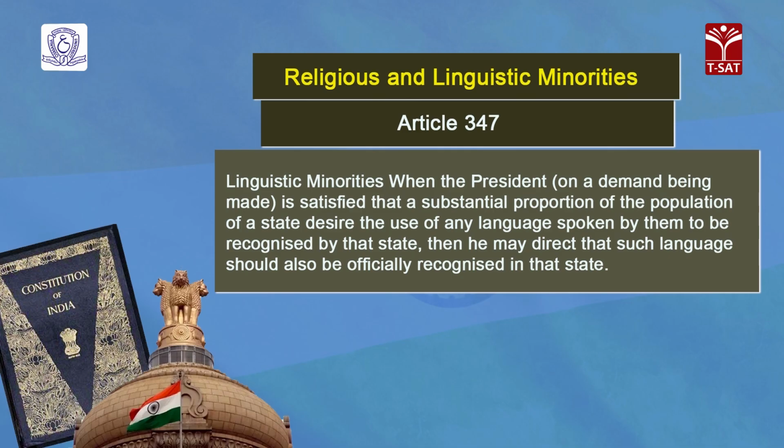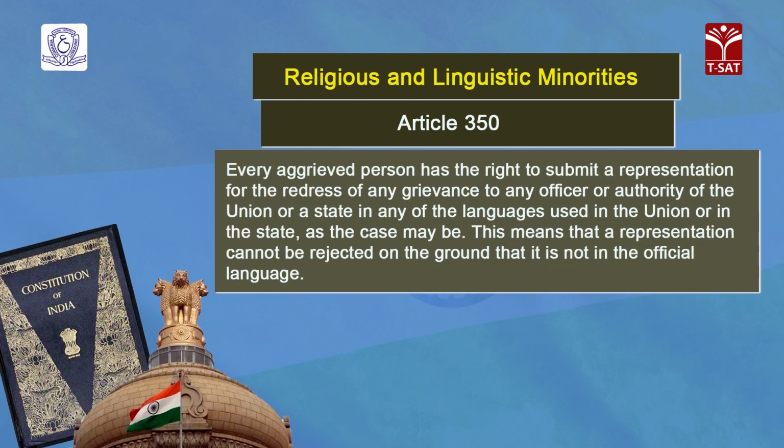Linguistic minorities: when the President, on a demand being made, is satisfied that a substantial proportion of the population of a state desire the use of any language spoken by them to be recognized by that state, then he may direct that such language should also be officially recognized in that state under Article 347. Every aggrieved person has a right to submit a representation for the redress of any grievance to any officer or authority of the union or a state in any of the languages used in the union or in the state, as the case may be. This means that a representation cannot be rejected on the ground that it is not in the official language under Article 350.